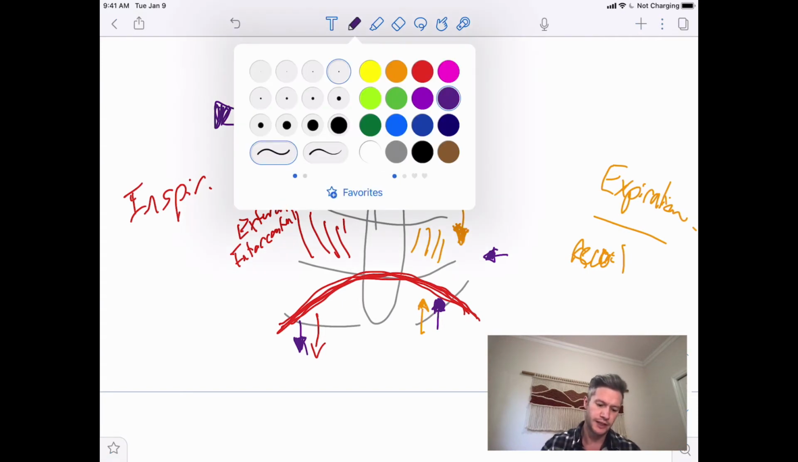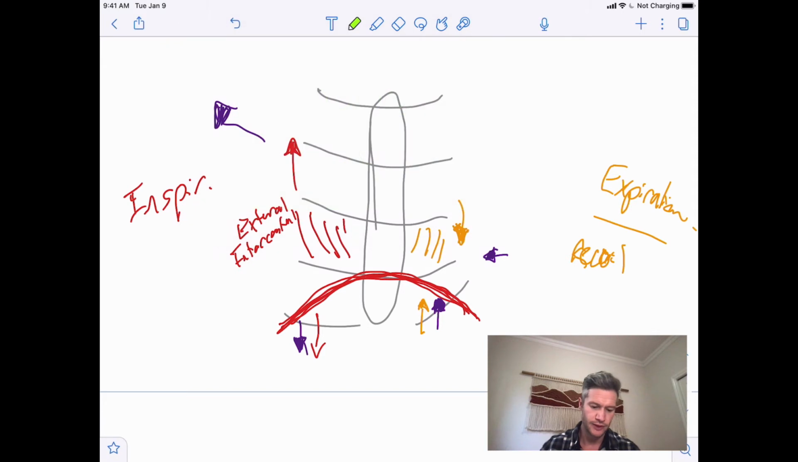Great. Let's pick slightly different colors. Okay, so with inspiration, we can also force our inspiration and our expiration, right?